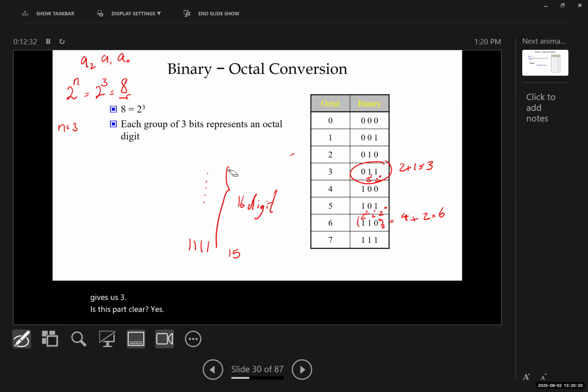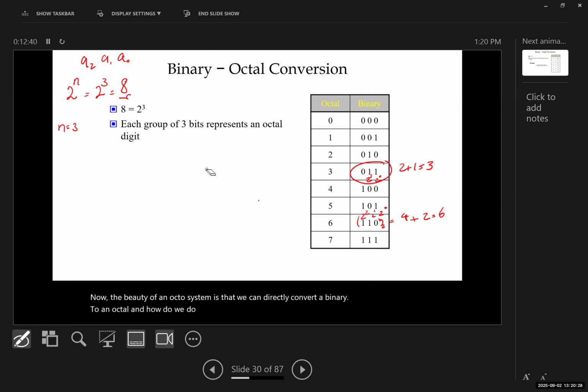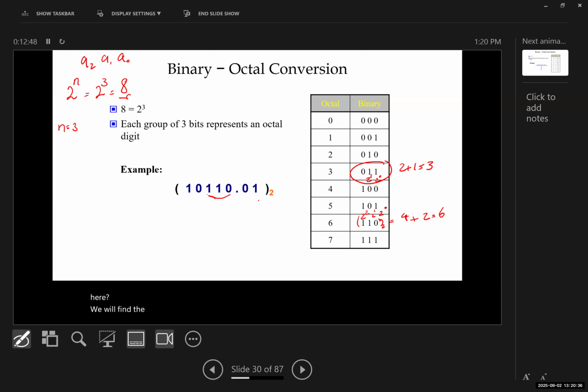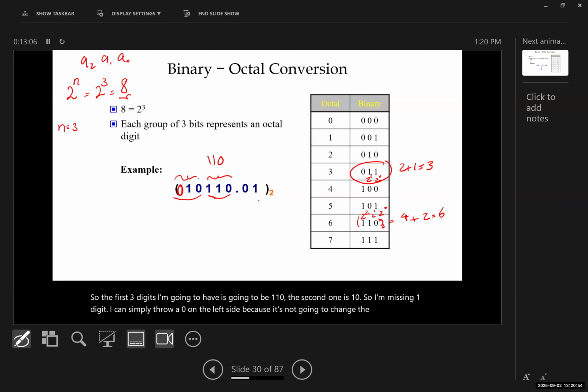Now, the beauty of an octal system is that we can directly convert a binary to an octal. And how do we do that? If we are given a binary number, like this number over here, we would find the fraction point, and we would simply start from the left. We would divide it into 3-digit numbers. So the first 3 digits are going to be 1, 1, 0. The second one is 1, 0, so I'm missing 1 digit. I can simply throw a 0 on the left side because it's not going to change the number. So it's going to be 0, 1, 0, and 1, 1, 0.